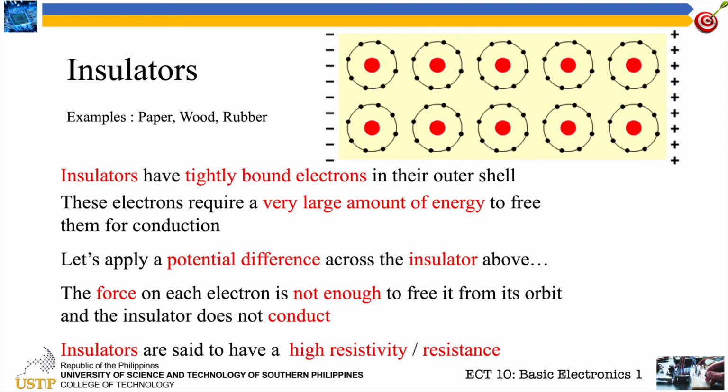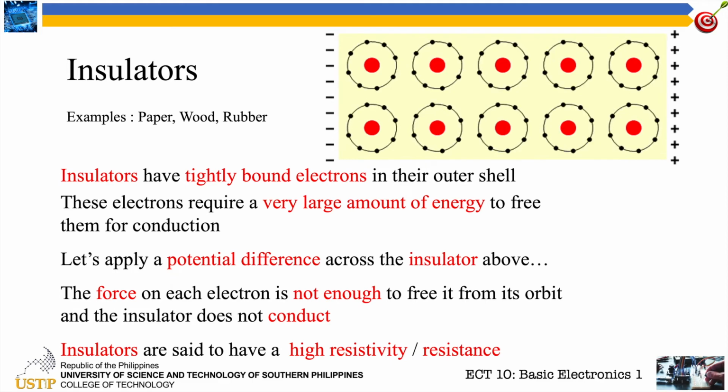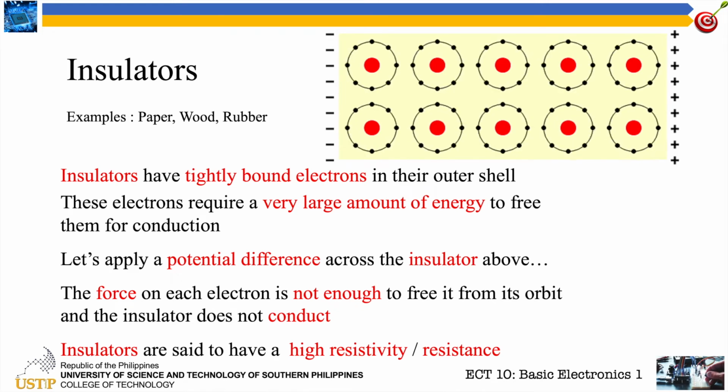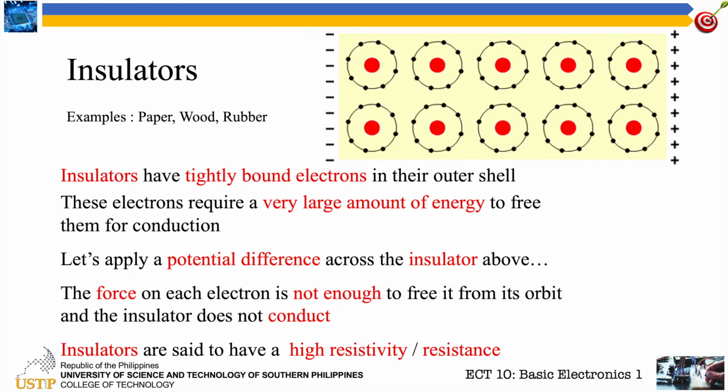In our Ohm's law, you have V is equal to I times R, so I is equal to V over R. If your R is very high, then your current is very small. Therefore, an insulator is said to have high resistivity. It will not allow the flow of electrons. Did you understand? I hope so.